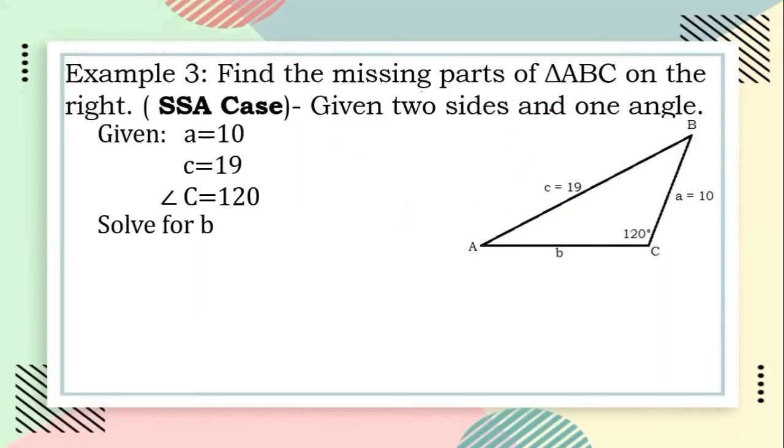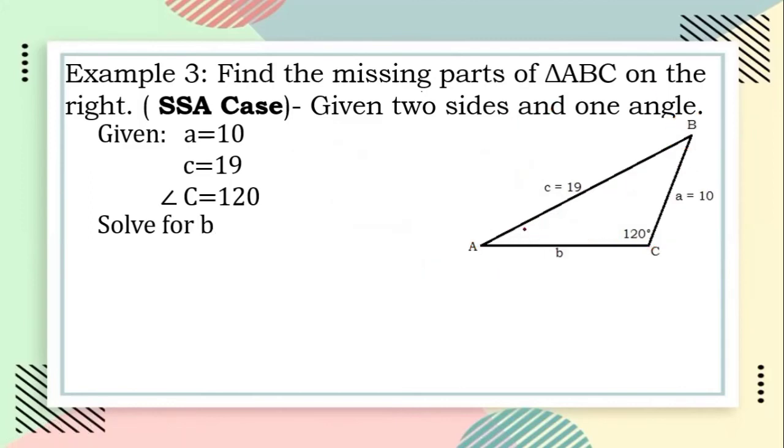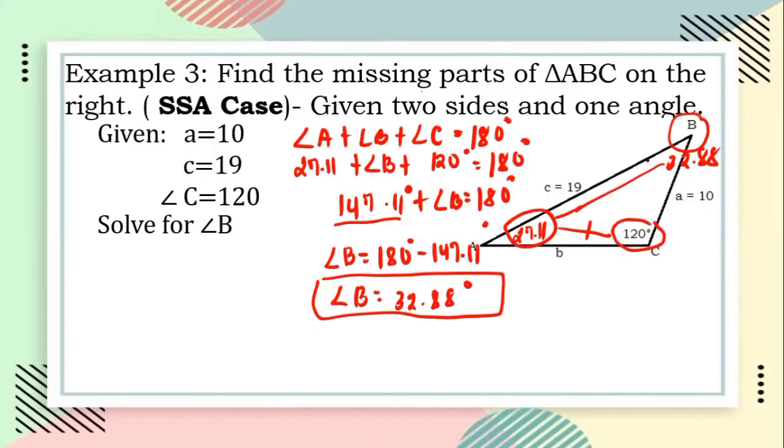So another part of this triangle, let's recall first, this is 27.11. Angle B is 32.88.